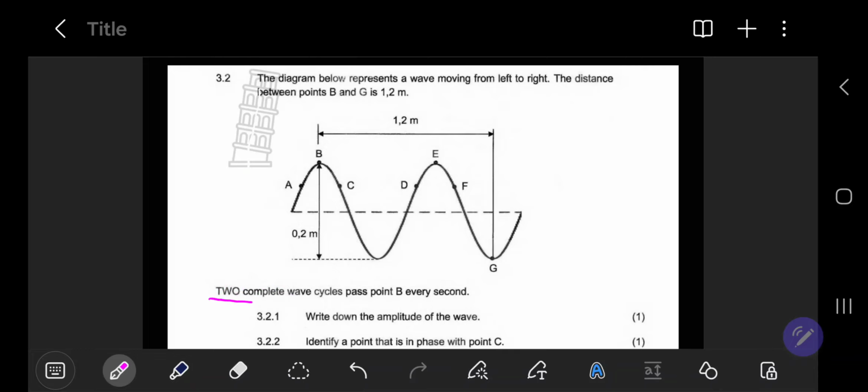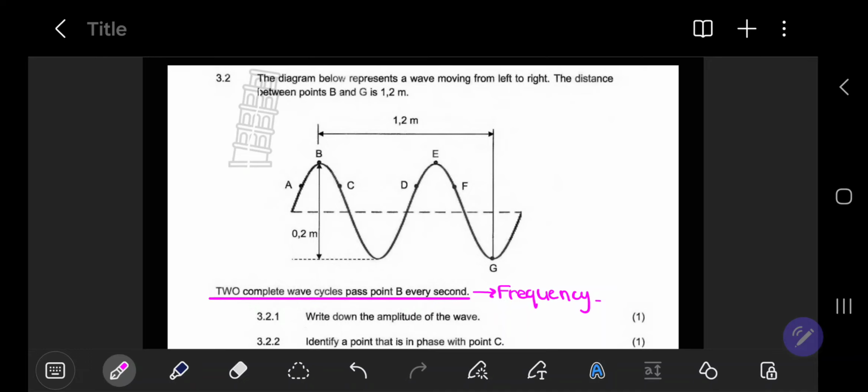They gave you something very important at the bottom. 2 complete wave cycles pass point B every second. What is that? The number of wave cycles passing through a certain point per second, that is frequency. So they didn't explicitly say that, hey, the frequency is 2, but instead they gave it to you in the form of the definition. So let's start there.